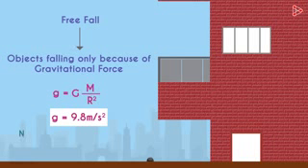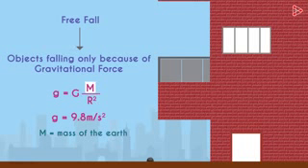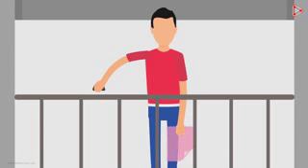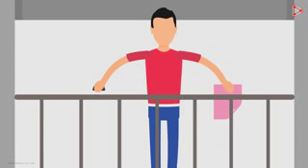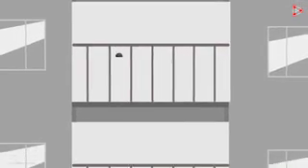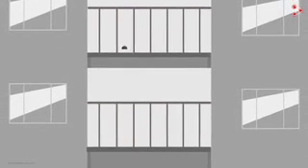This acceleration is not dependent on the object's mass. This M is the mass of the earth, not the object. Why is this interesting? Let me give you a situation. Say you're on the 5th floor of a building and you have a stone in one hand and a piece of paper in the other. If you drop both together, which one will reach the ground first? Or will they reach simultaneously?